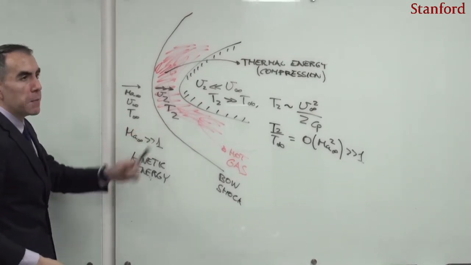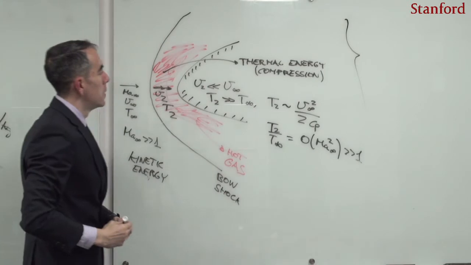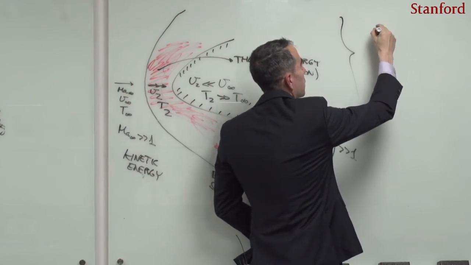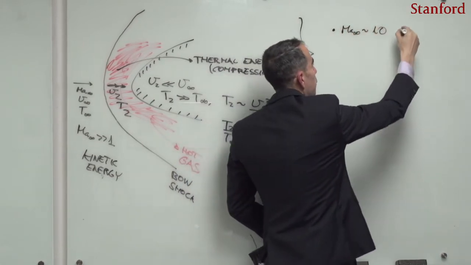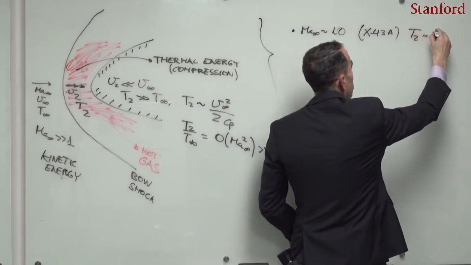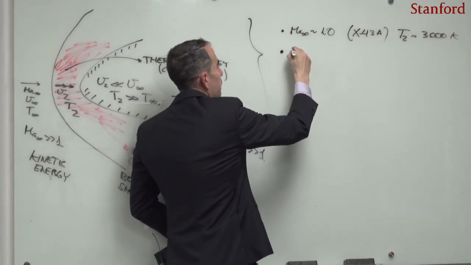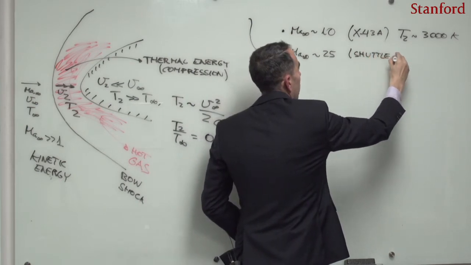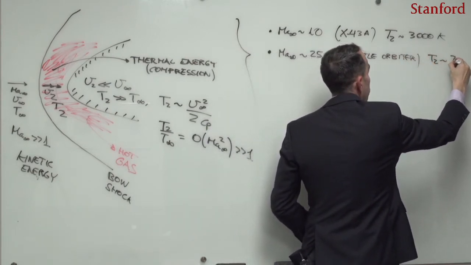So these temperatures here, as I said before, they can be very high, right? So for instance, let me just give you some examples. For an object flying at Mach 10 in the stratosphere, say for instance the X43, the post-shock temperature can be as high as 3000 kelvins. For an object flying at Mach 25, let's say the space shuttle, the typical post-shock temperatures can be as high as 7000 kelvins.